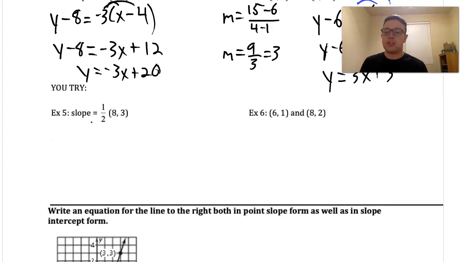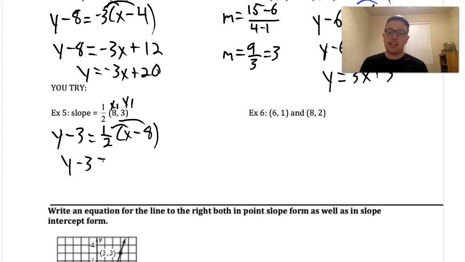So for this, what's our point-slope form going to be? Well, this is x1, this is y1, and this will become y minus 3, which is y1, is equal to m, or our slope, times x minus x1, which is 8. Distribute this in, we get y minus 3 is equal to 1/2 x minus 8 over 2, or 4. We add the 3, and we're left with y is equal to 1/2 x minus 1. Now go ahead and try this one.